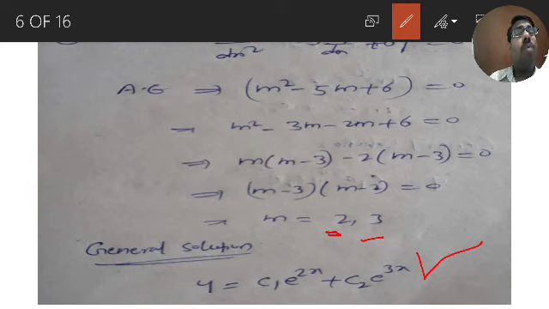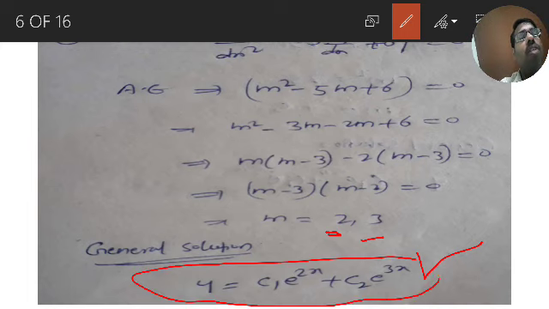So now we got roots, they are real and distinct. From the roots, you can write the general solution. What is the general solution? y is equal to c1 into e power of 2x plus c2 into e power of 3x. Are you getting, guys?